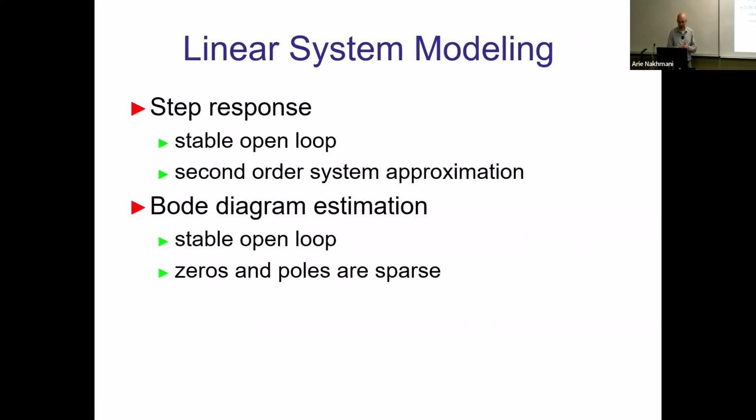Now, an additional approach is using Bode diagram. This is also only for stable systems in open loop, and it's advisable that your zeros and poles will be sparse enough, which you obviously don't know where they are, but you assume that they are sparse enough, which means they're not close to each other. Otherwise, they can interfere with each other somehow and create some weird artifacts.